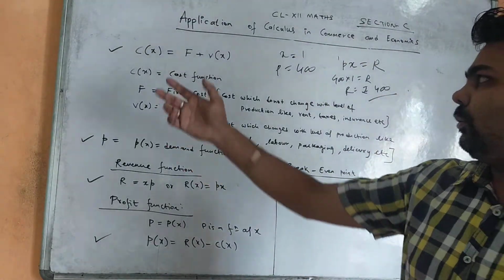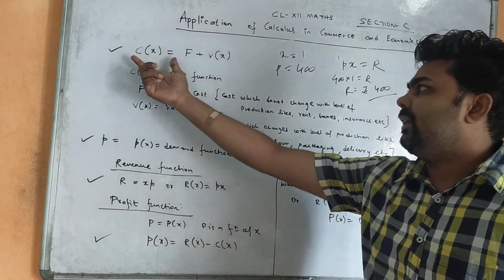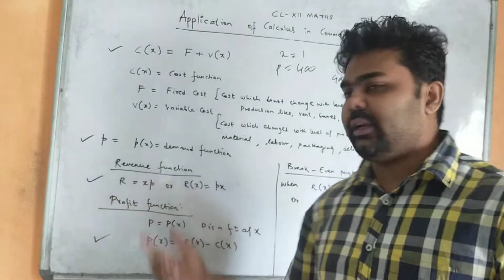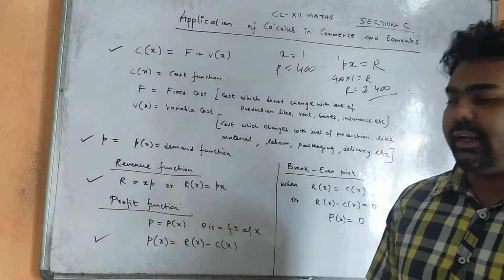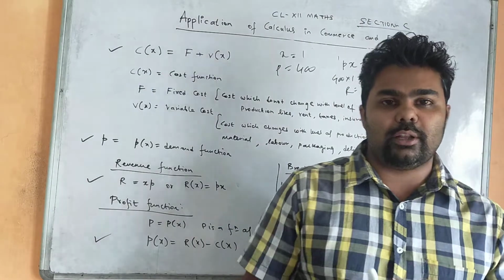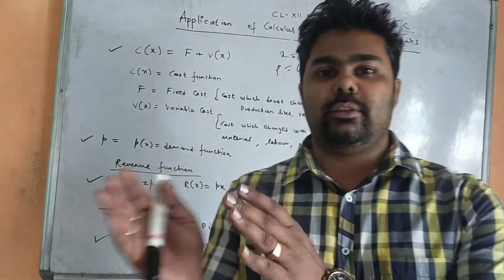So what two formulas have we learned till now? That is C(x) equals F plus V(x). p is the demand function, and R is the revenue function, that is given by p times x, right? Next we'll find what the profit function is. Profit means, in junior classes we have learned, profit equals SP minus CP.